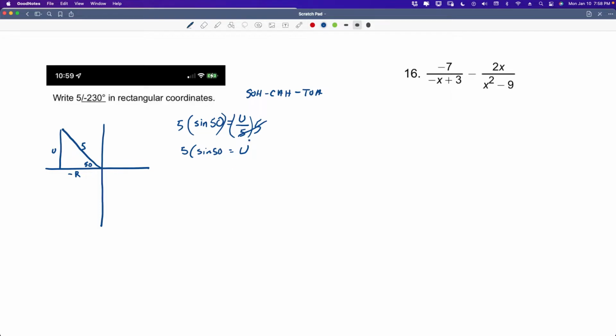So now let's find the cosine, or let's find the x measurement. So we do the same thing. We say the cosine of 50 is equal to negative x over 5. We multiply both sides by 5 and we get the same thing. We get 5 times the cosine of 50 is equal to negative x. Now we just have to do the calculator part.